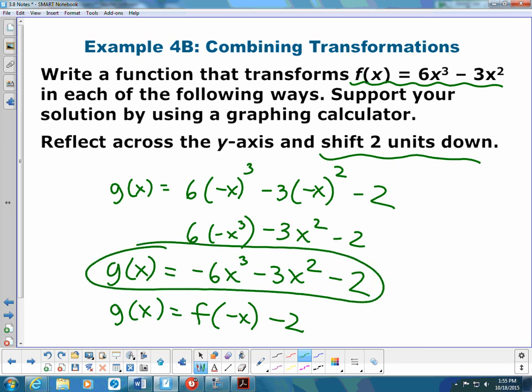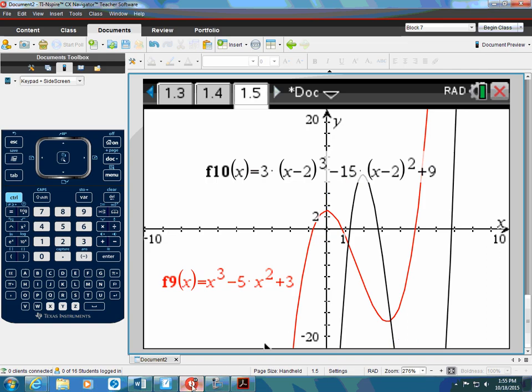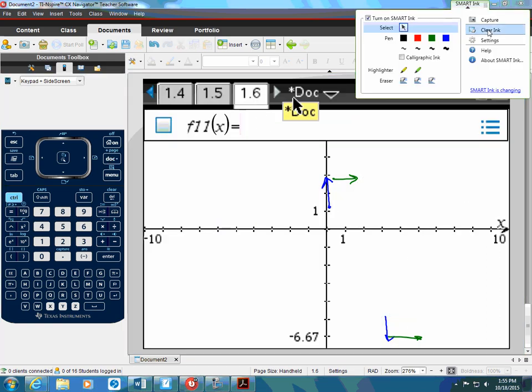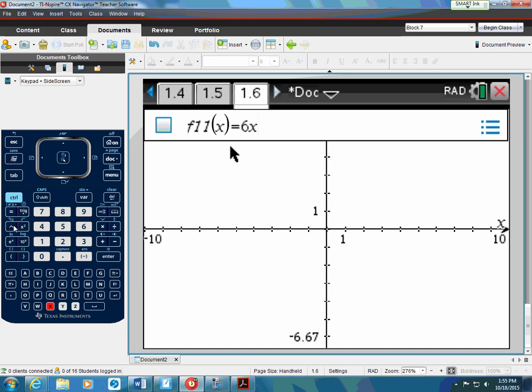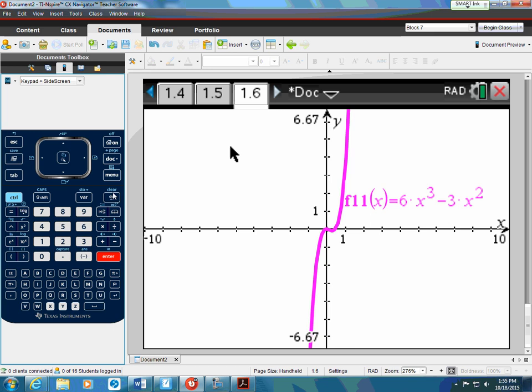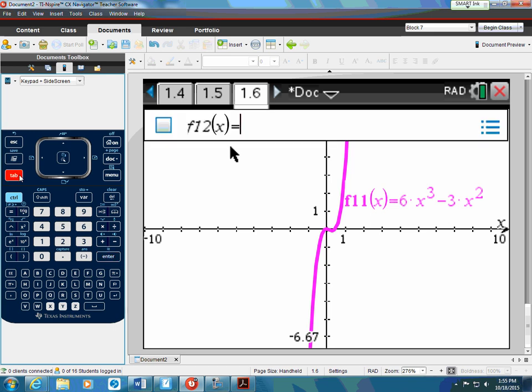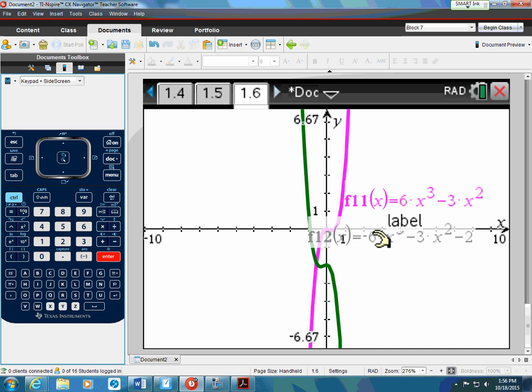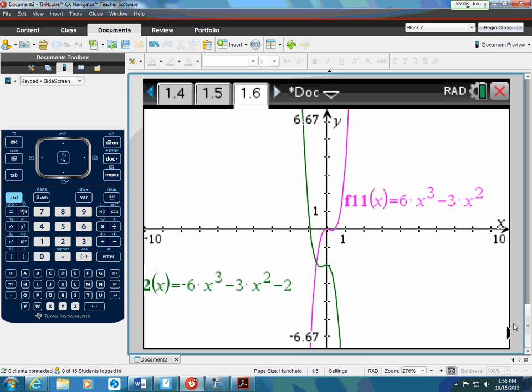So let's test that on our graphing calculators. We're adding a new page. We're going to type in 6x cubed minus 3x squared. There's our parent function, and then we want to have our transform function, which is going to be a negative 6x cubed minus 3x squared minus 2. So we see it's been reflected over the y-axis, and it's been shifted down 2 units.